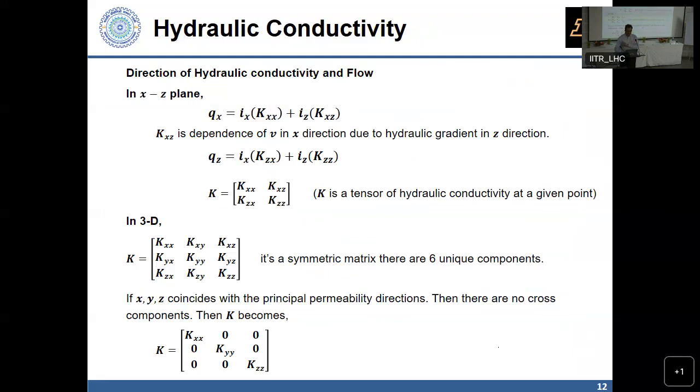And so for most applications, we assume that the porous medium is aligned in such a way that our axes x, y, and z correspond to what are called principal permeability directions. Then the cross terms vanish, and we are still left with trying to estimate Kxx, Kyy, and Kzz. What are the assumptions behind this? By neglecting the cross terms, what are the assumptions that have been considered?